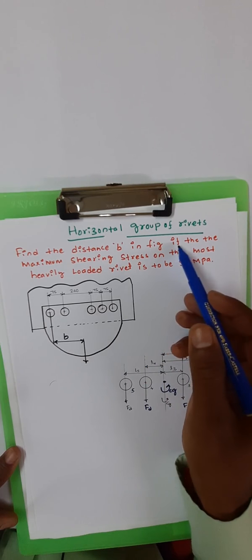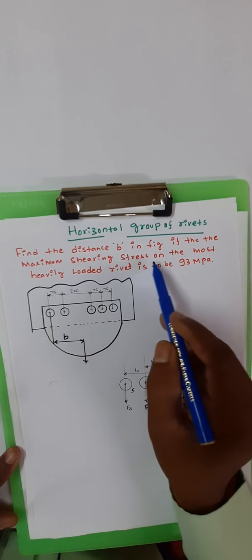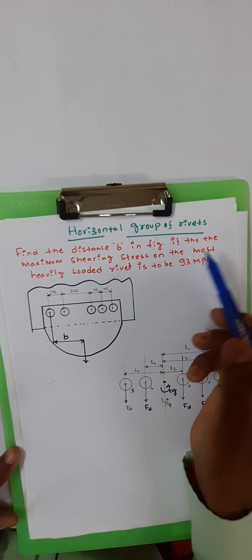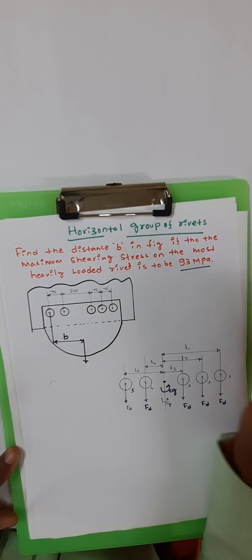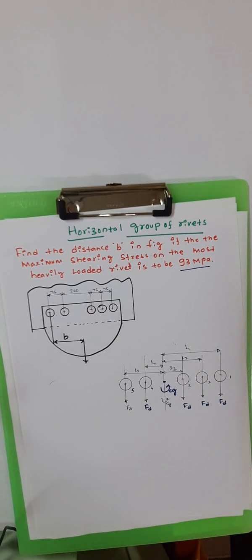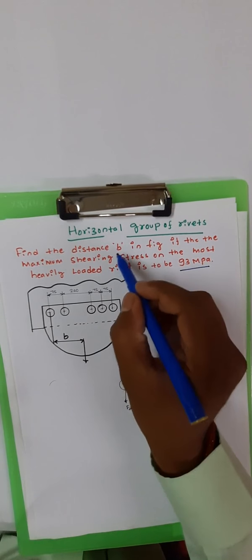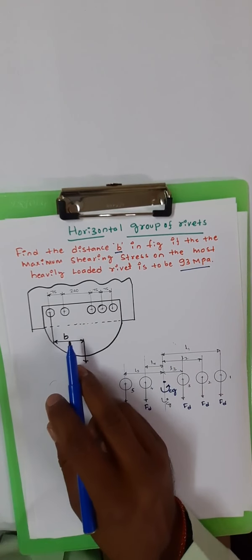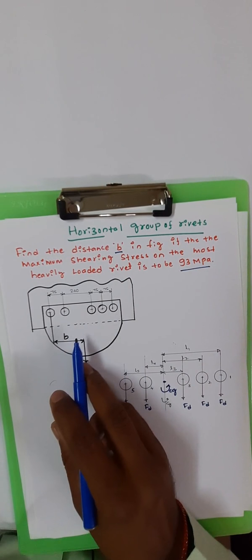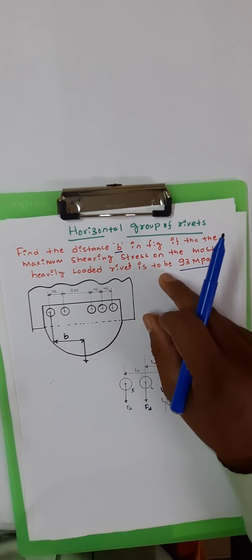In the figure, the maximum shearing stress on the most heavily loaded rivet is to be 93 MPa. What do we need to find out here? We need to determine the distance called B as shown in this figure. This is the rivets. So this is the figure which is subjected to this problem.